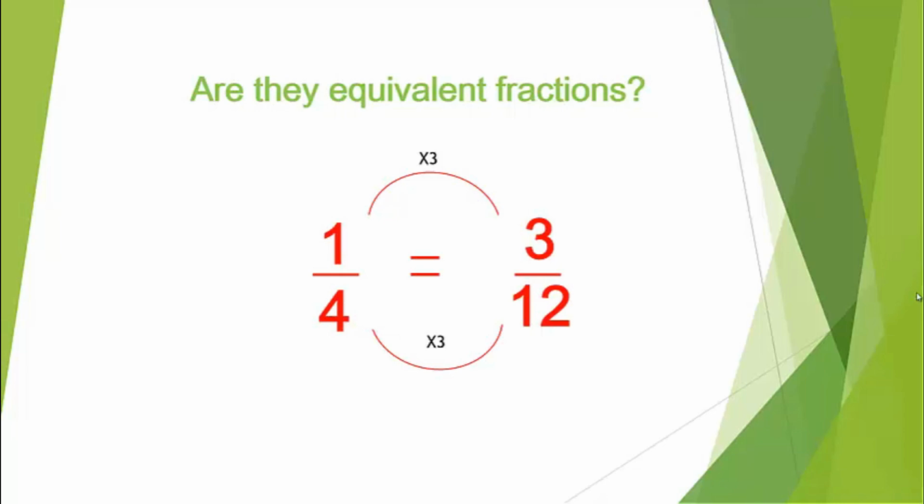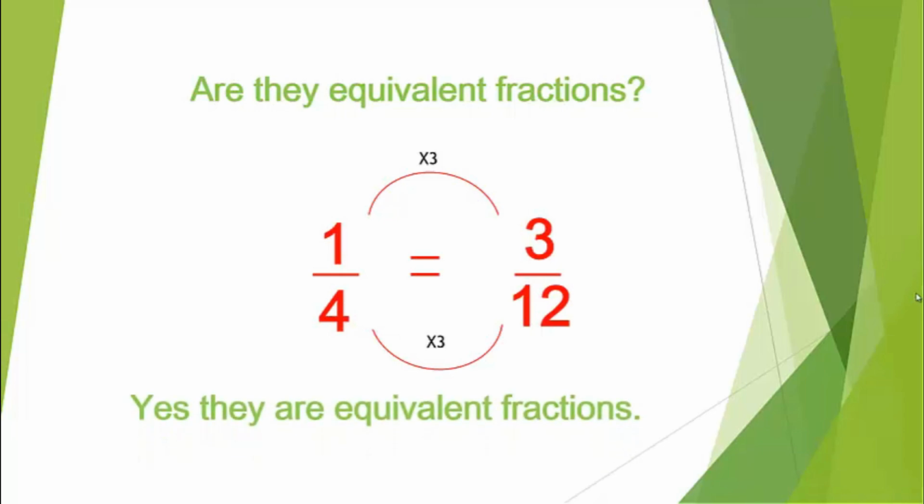1 by 4 equals 3 by 12. Are they equivalent fractions? Yes, they are equivalent fractions. Here in 1 by 4, we multiply the numerator and denominator with the same number 3. 1 by 4, when we multiply by 3 in the numerator and denominator, we get 3 by 12. So they are equivalent fractions.